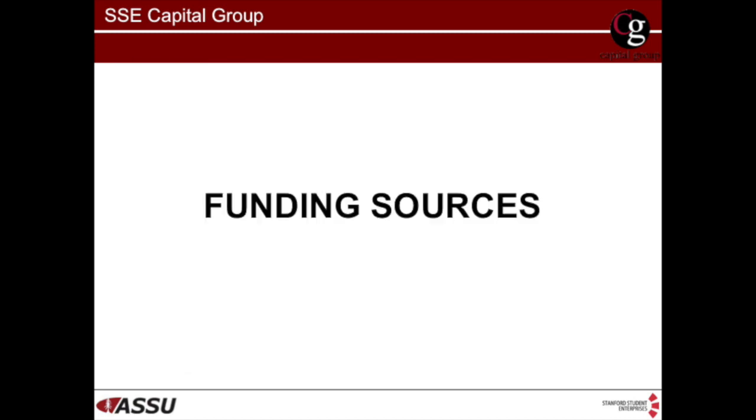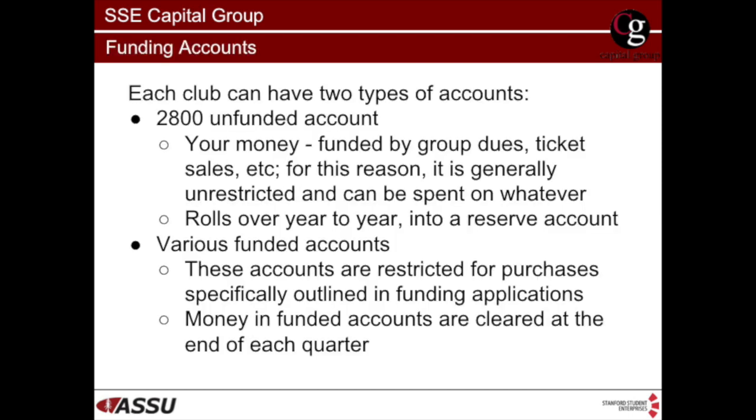Okay. So I get access to MyGroups, but where am I even supposed to get any money? Well, you have a couple options. Every group's banking account is essentially split into two types. The 2800 unfunded account, which is unrestricted and can be used for anything your group might want, but all this money comes from sales or donations. The other category of accounts are funded accounts. These accounts usually have sets of rules that limit what the money can be spent for, but there's a lot of options on campus to acquire this money.